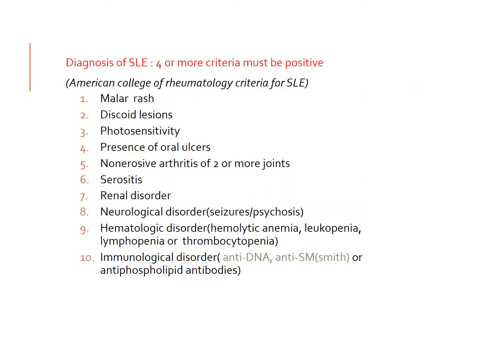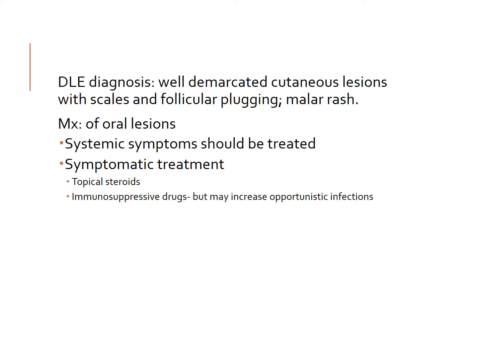Right, there are 4 more criteria which must be positive in this American College of Rheumatology classification or criteria for SLE. Either a malar rash, discoid lesion, photosensitivity, presence of oral ulcers, that's the one we were looking at earlier, non-erosive arthritis of 2 or more joints, serositis, renal disorders, neurological, hematological or immunological disorders. Right? So the diagnosis of DLE could be well demarcated cutaneous lesions with scales and follicular plugging, that is malar rash. But in case when you don't have this and oral manifestations are the first sign, then you know that you need to do a biopsy to confirm it.